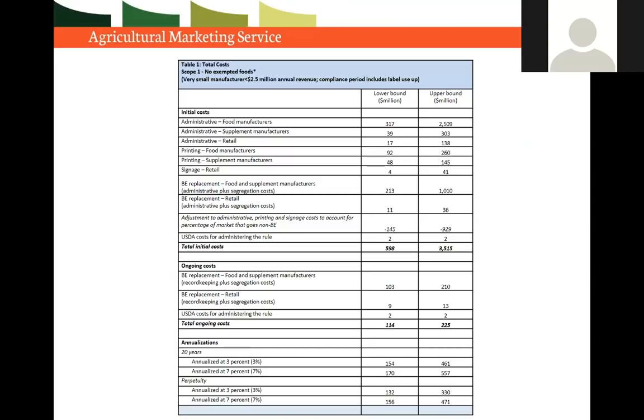This estimate incorporates a definition of small manufacturer of less than $10 million of annual revenue. Small manufacturers have an extra year to comply, keep in mind, and a definition of very small manufacturer of less than $2.5 million of annual revenue. And don't forget that very small manufacturers are exempt from this law.